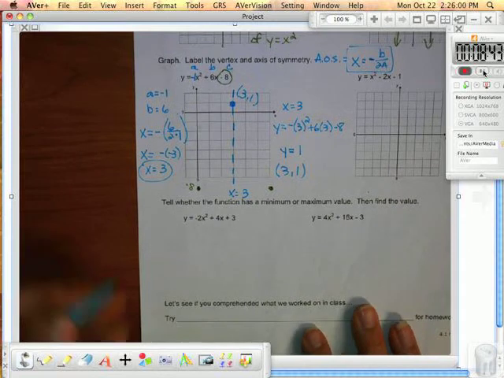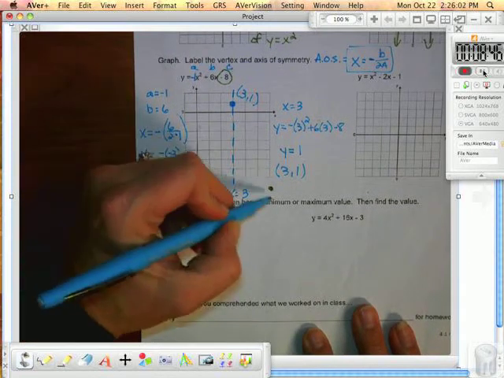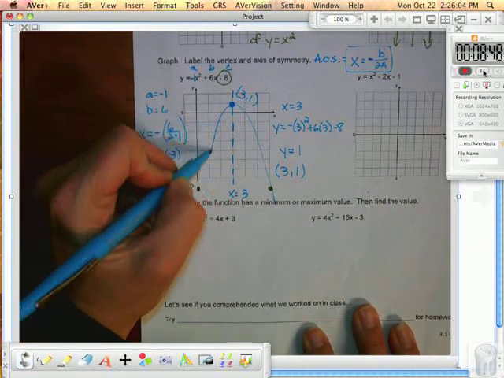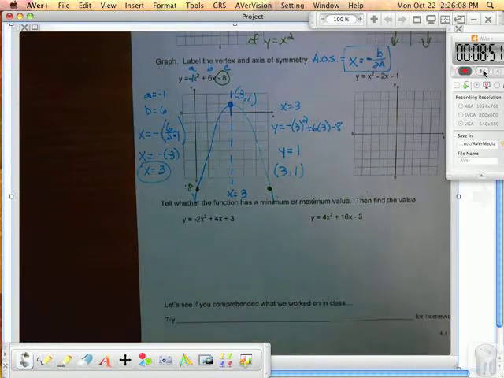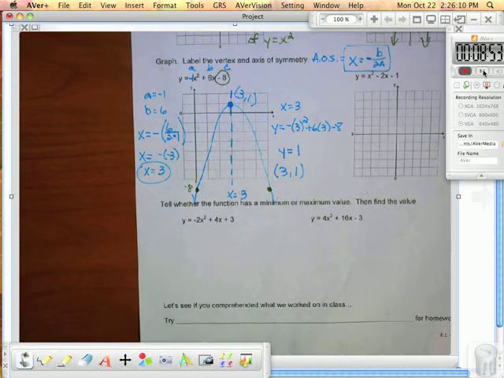Can't you just plug in 0 for y? Why would you do that? I don't know why you do that. Okay, so you can sketch it.